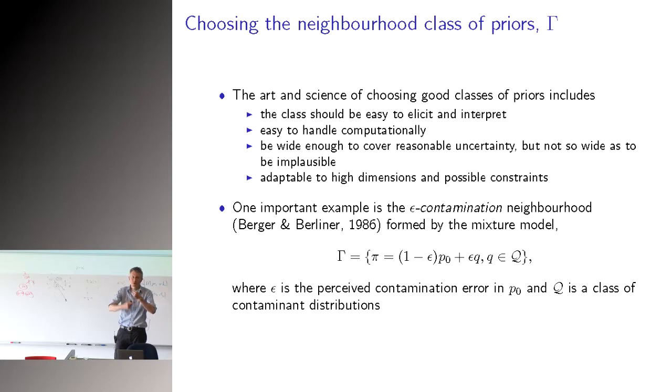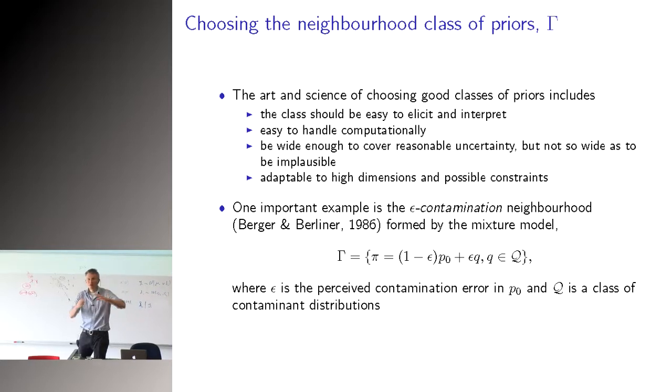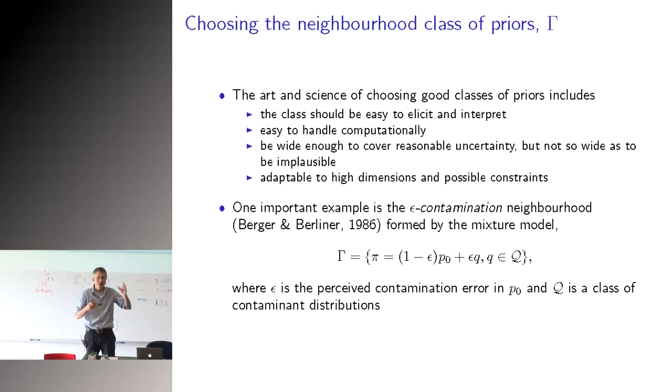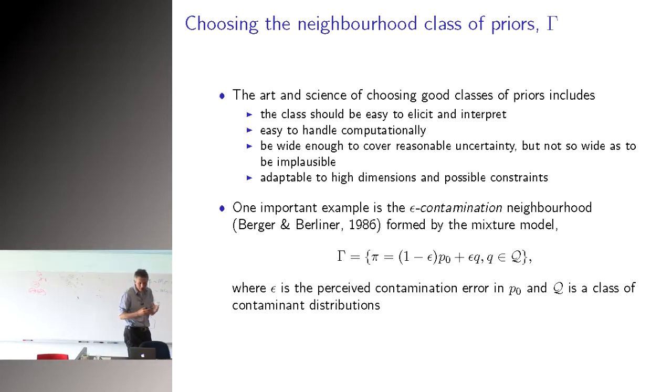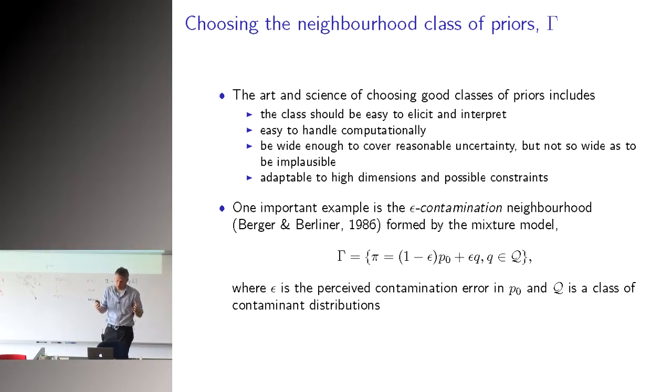That's an infinite dimensional space. Yeah, it's a space of distribution functions, or a class of distribution functions. In terms of defining that neighborhood, of course, we want it to be wide enough. Having defined the form of the neighborhood, you need to define the radius. How far out do I go from my baseline model? How much wiggle, how much shaking do I do? You want it to be wide enough to cover reasonable uncertainty, but not so wide as to be totally implausible. And obviously you want it to be able to adapt to arbitrary high dimensions.